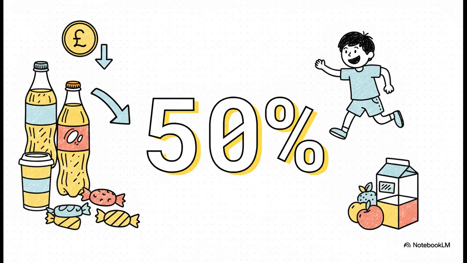The very first number is, frankly, stunning. After the tax was announced, the amount of sugar kids consumed from soft drinks fell by roughly half, a 50% drop. I mean, that is a huge change in behavior, and it strongly suggests that demand was way more elastic, way more responsive to price than some of the critics had predicted.